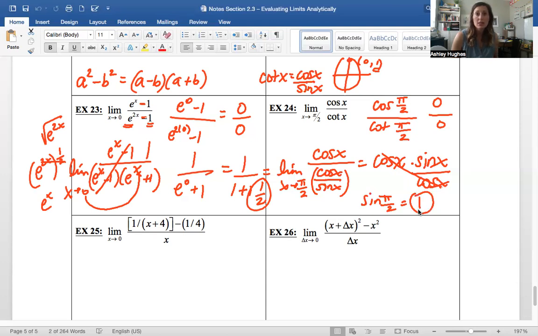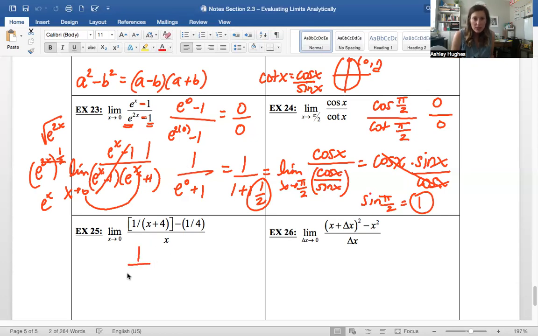So there's kind of a theme, and the theme is, if you get 0 over 0, you have to figure out some way to factor, to use identities, to rewrite it in some way so that you can factor out the problem and see it in a different form. So you can see the answer. It's like the answer is hiding behind that 0 over 0.